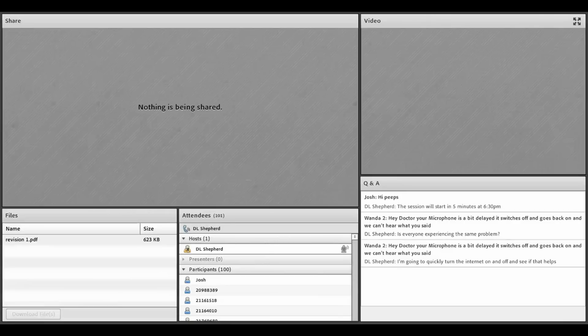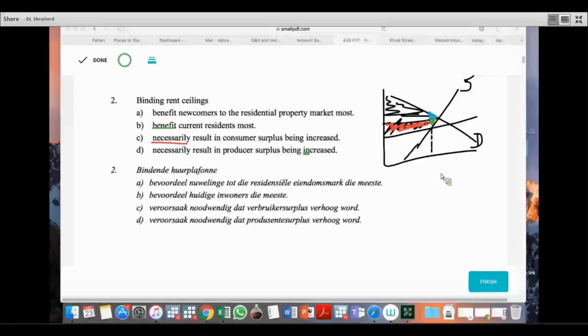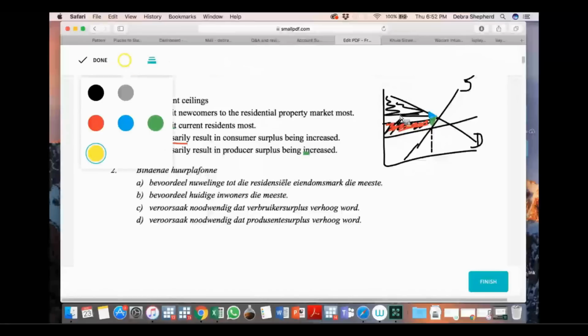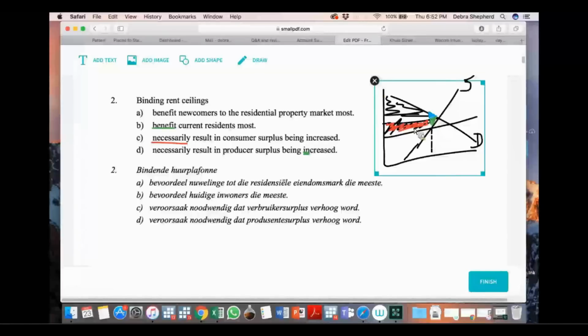Can you please re-explain why the consumer surplus does not necessarily increase? Okay, so I'll explain that once more. If you look at the picture that I've drawn here, the original consumer surplus is this triangle here. It would have been everywhere that is above the equilibrium price and below the demand curve. As a result of this binding rent ceiling, consumer surplus could increase by this red amount here. So you're going to gain some consumer surplus because now you're paying a lower price.